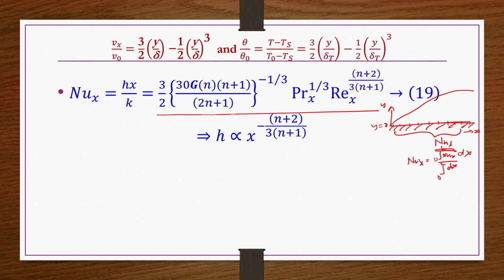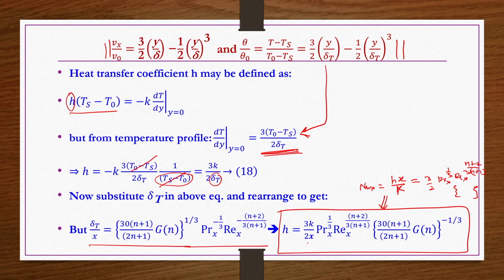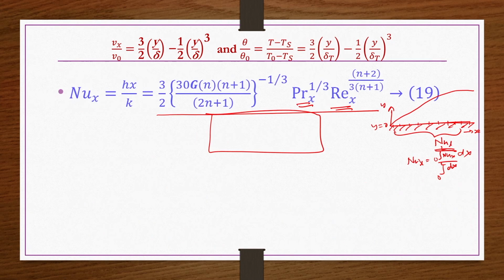So, from this equation 19, what we find is that h is proportional to x power minus (n plus 2) by (3n plus 1). How do you get this? Here, in the expression for h, the Prandtl number also you expand, and Rex also you expand. So, whatever x powers are there, you get as this one.